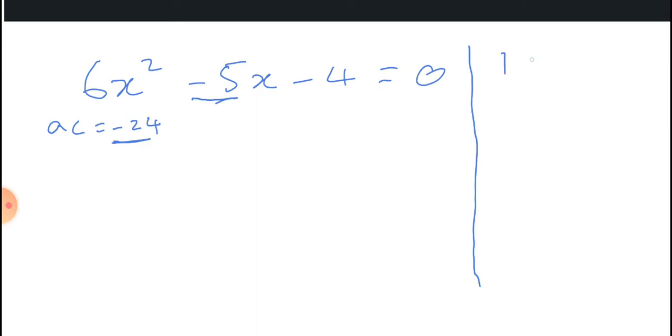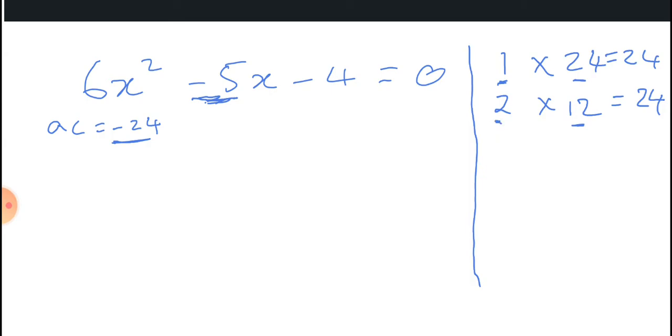So we know that 1 times 24 is 24. But does that help us? No, it doesn't, because 1 add 24 will not give us 5, or 1 take away 24 will not give us 5. So it can't be that one. Then after 1, I'm going to try 2. Does 2 go into 24? It does. How many times? 2 times 12 is 24. Does that help us? No, because 2 add 12 is not 5, or 12 take away 2 is not 5. I'm just looking at positive numbers for the time being. We'll worry about the negative sign in a bit.